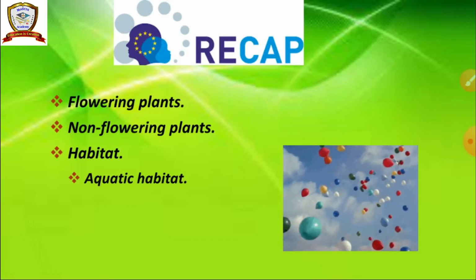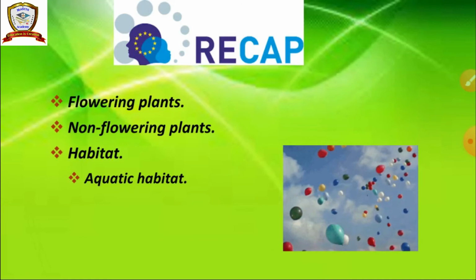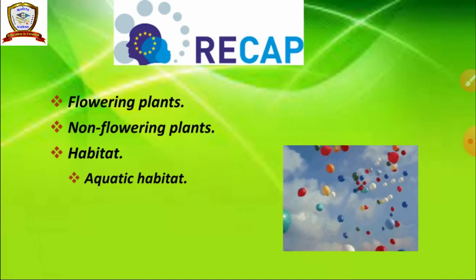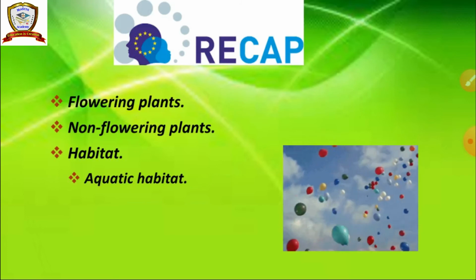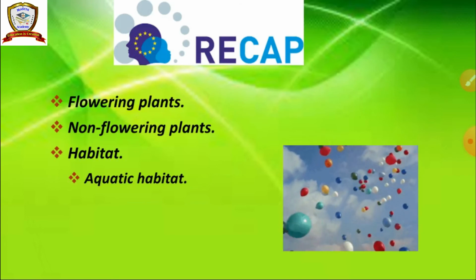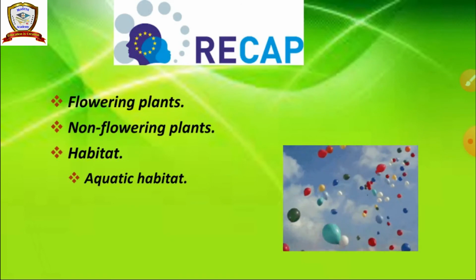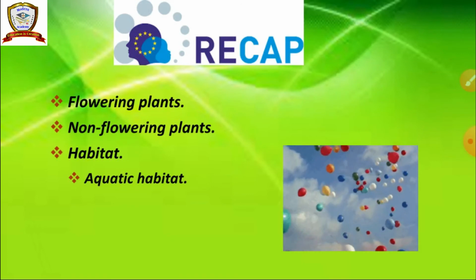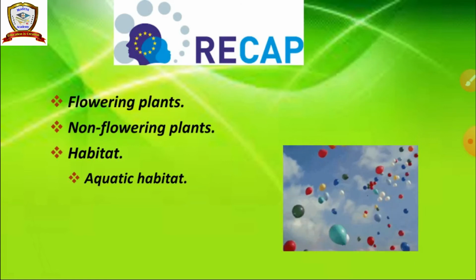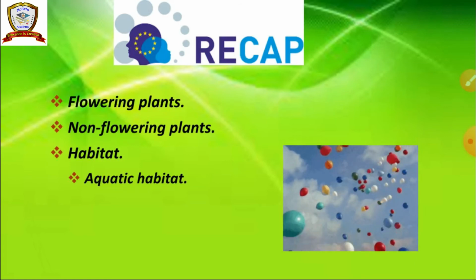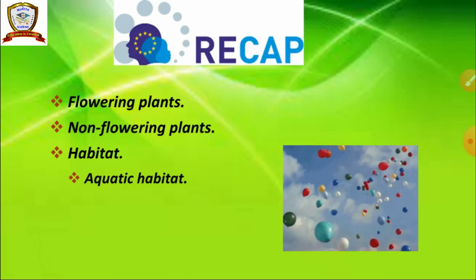Angiosperm is a Greek word. Angion means vessel, sperma means seed. So the seed is present in the vessel. Here the vessel is nothing but the ovary.